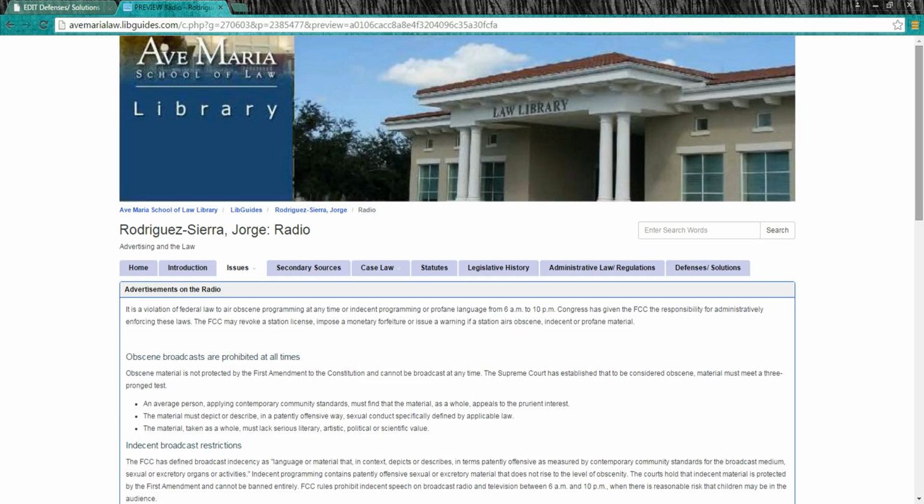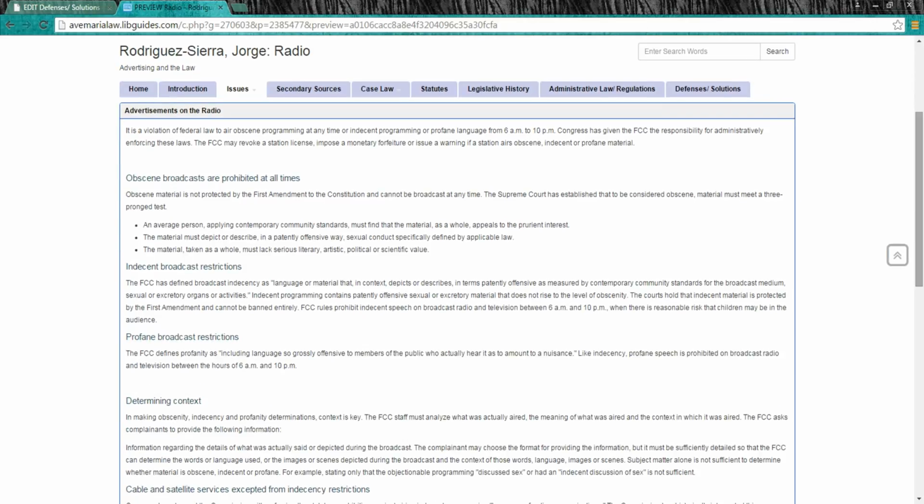The next tab is radio. Now, radio is very similar to TV. Again, no obscene broadcast. That means no profane language, no indecent language. Obviously, there can't be nudity on the radio other than psychological nudity, I guess. But really, they just can't discuss inappropriate topics. And they would be under the same sort of context as TV, except in just an audio platform.